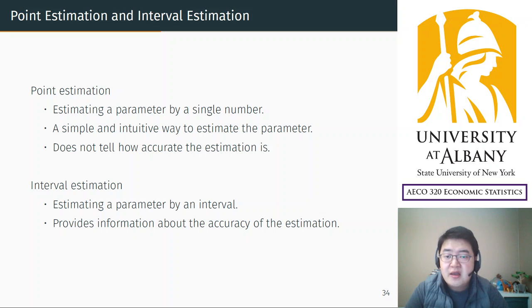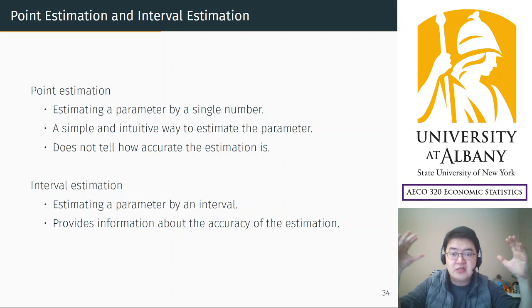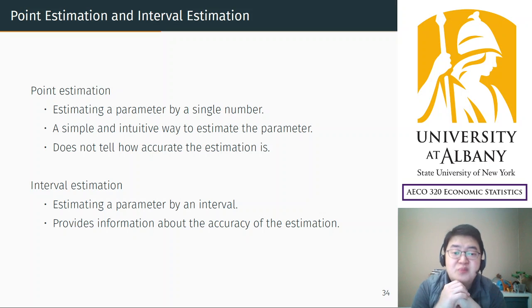So to complement that problem and provide more information, you may extend a point to an interval. Interval estimation is to estimate a parameter using an interval instead of a point. So a point is one point, and an interval is an interval. And it provides more information, especially about the accuracy of the estimation, right?